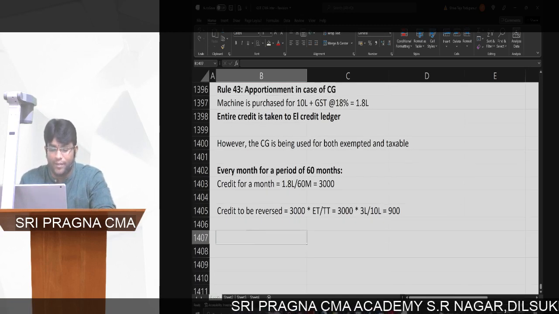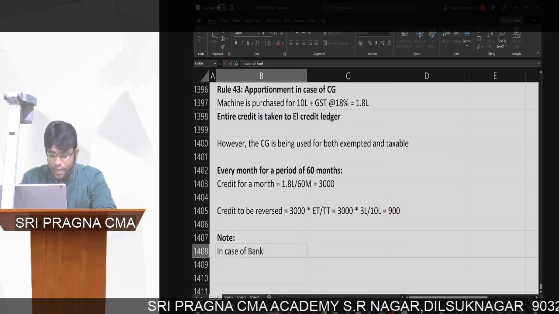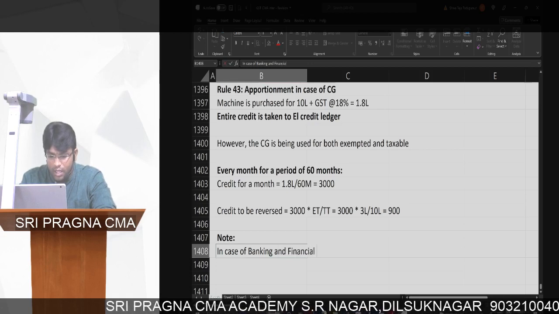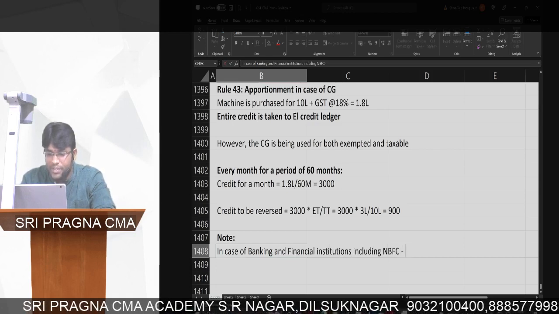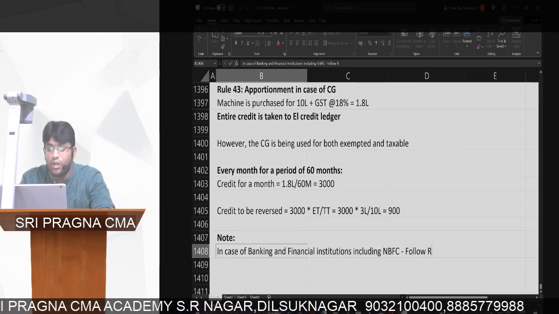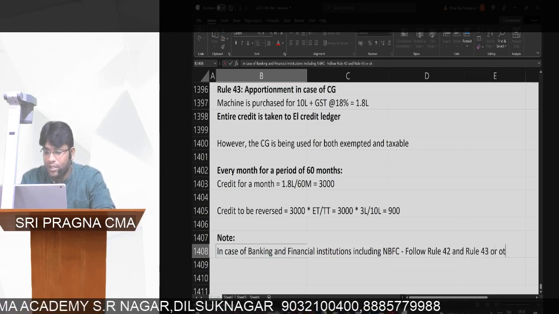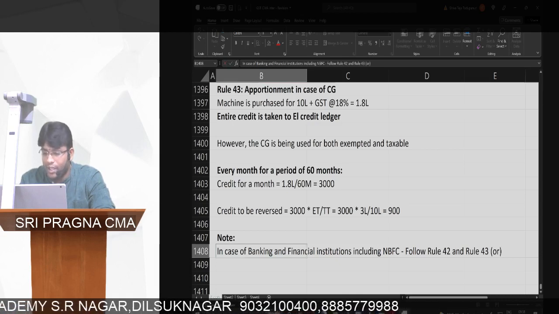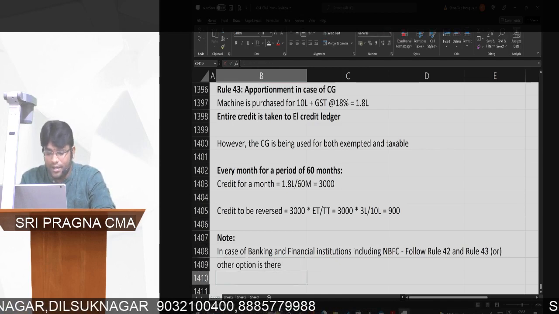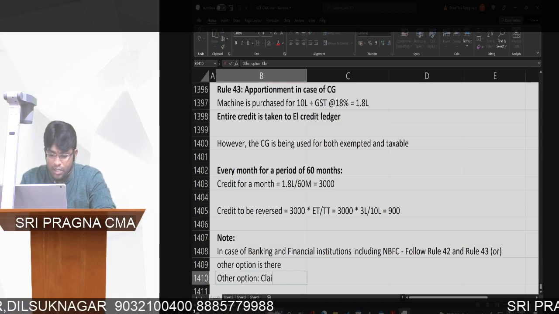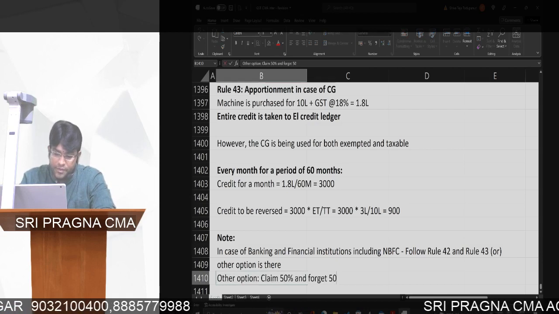But now one important note I will tell. In case of banking and financial institutions, including NBFC, what they told is follow rule 42 and rule 43, or another option is there. Now what is that other option? Claim 50% and forget 50%.